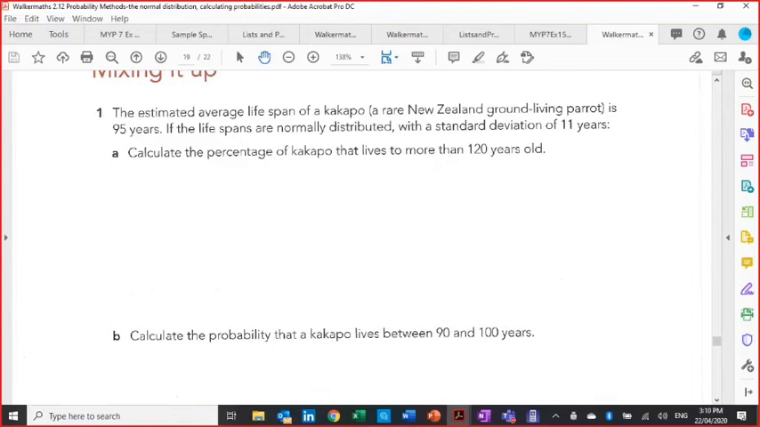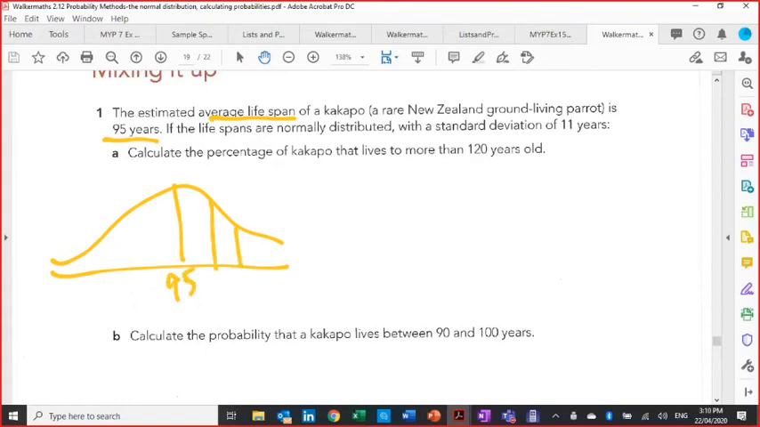First of all, average lifespan is 95 years. That's the mean, right? So if we draw this out, then the mean is 95 years. I want to see the picture. Draw the picture. And then the standard deviation is 11 years, so you just add 11 all the way across to get the ones above. You subtract 11 to get the ones below. You're the ones with the calculators in front of you, so that's easy to do.